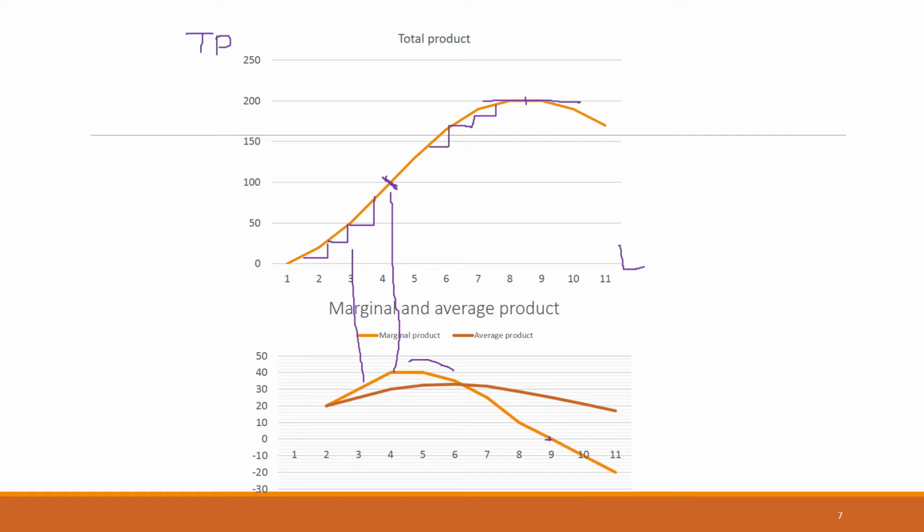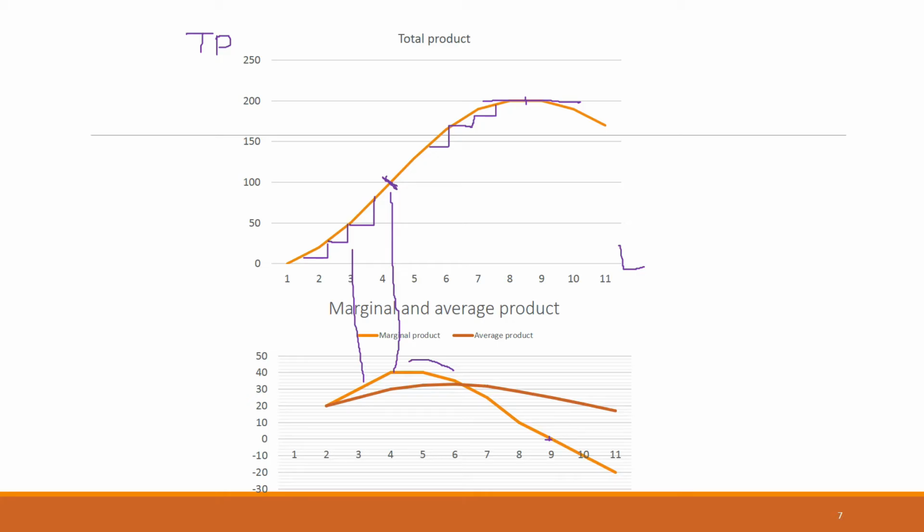At that point there, this corresponds exactly to the point where marginal product is 0, because you can't increase output anymore. And thereafter, increasing the amount of chefs or labour in general will lead to falling amounts of output, and therefore marginal product has to be negative.